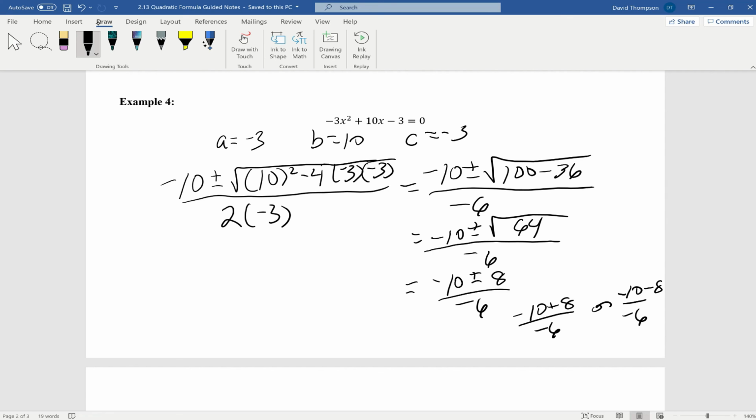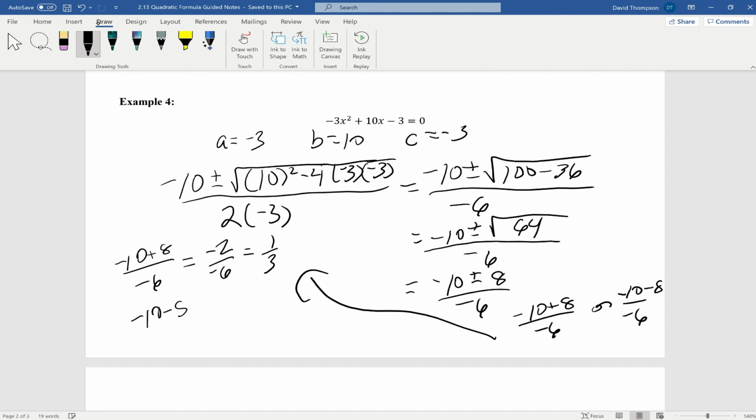So negative 10 plus 8 over negative 6 is going to be negative 2 over negative 6, which is positive 1/3. And then negative 10 minus 8 all over negative 6 is going to be negative 18 all over negative 6, which reduces to positive 3. So we're just going to check our answers using the graph.